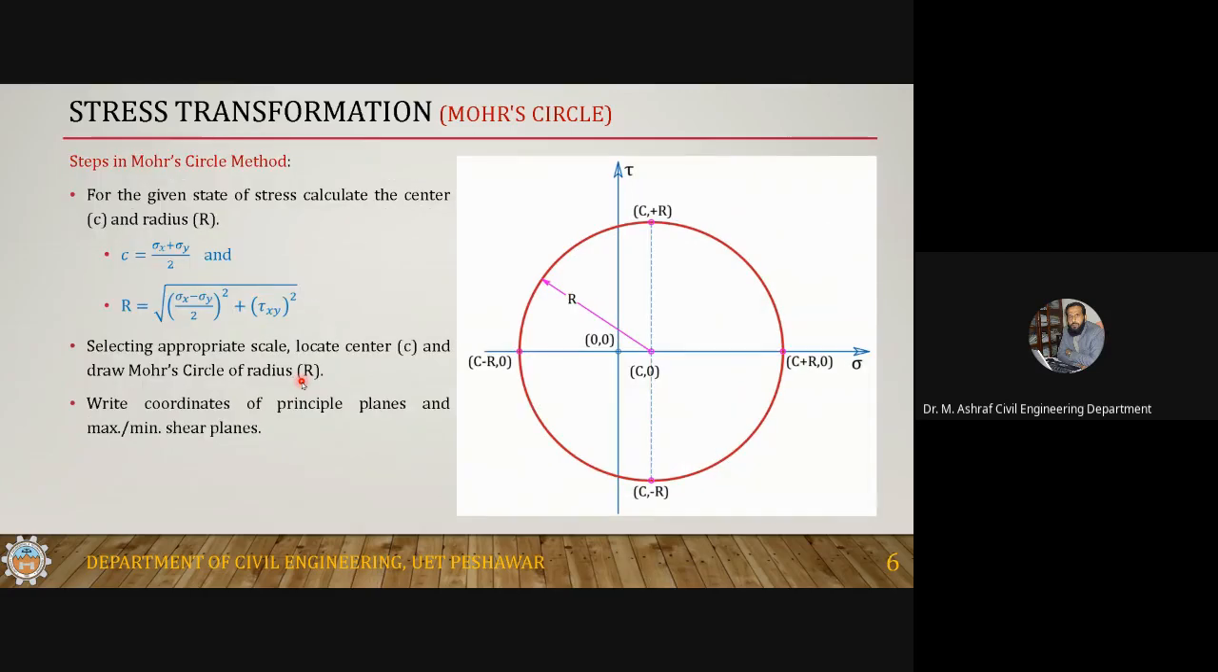Okay. So this is a step-by-step procedure to draw a Mohr circle. So first you will have to, for the given state of stress, calculate the center and the radius. I'll tell you later on that you can even avoid calculating the C and R values because it requires a lot of calculation. So without calculating the C and the R value, you can draw a Mohr circle. We'll talk about this later on. But for a routine procedure, you calculate C and you calculate R.